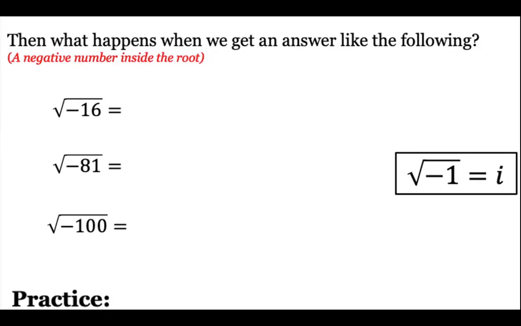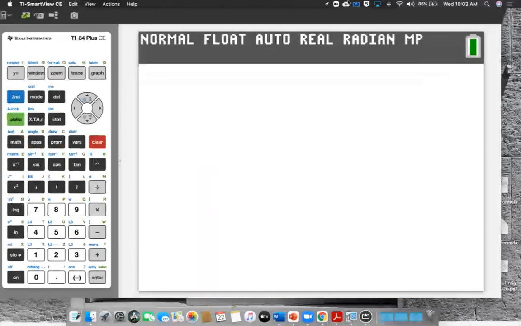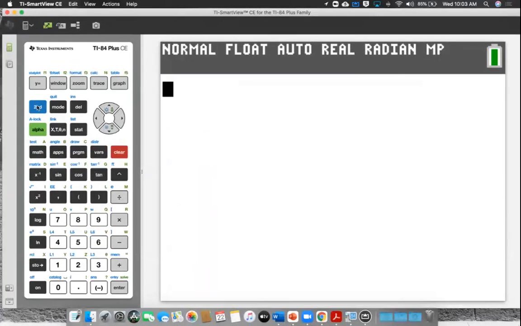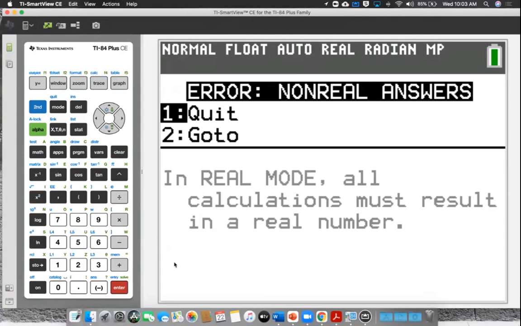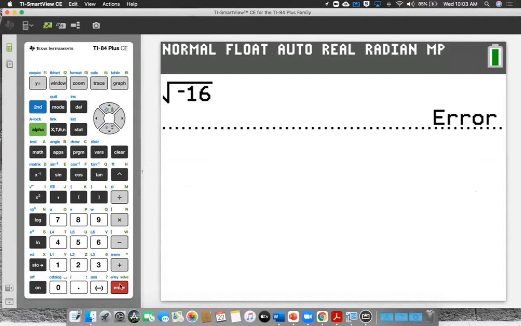Well, this is how I know. I got a calculator right here. So I'm going to put the square root of negative 16. It gives me an error. And what's the error? It says non-real answers. Isn't that imaginary? Anything non-real is imaginary, right? So I go back and it says error. Why does it say error? Because there is no number on the number line that makes that negative 16.